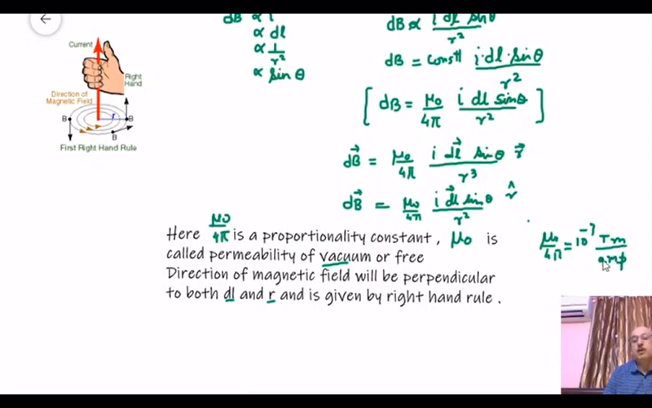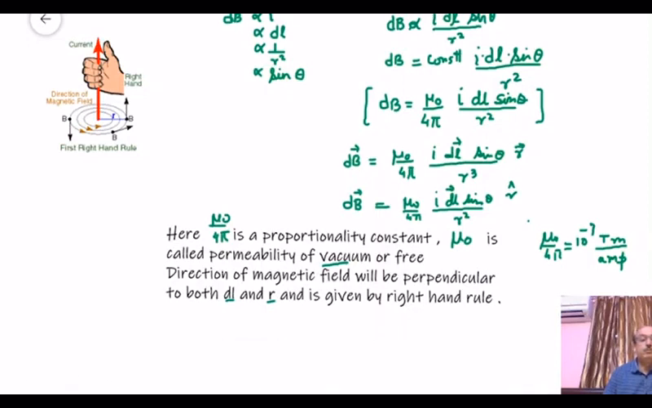How do we find the unit? dB is in Tesla, I is in ampere, dl is in meter, and r square is meter square. So mu naught by 4 pi is Tesla meter square upon ampere meter. So meter cancels, then you will get Tesla meter per ampere. The direction of dB will also be given by the right hand rule.